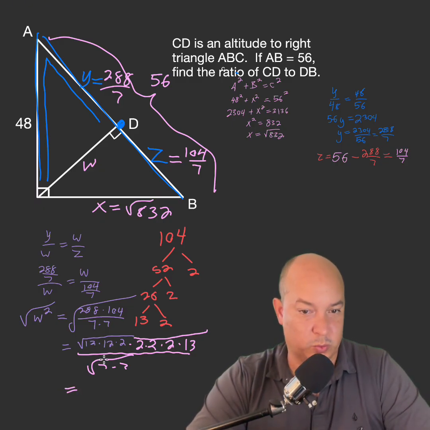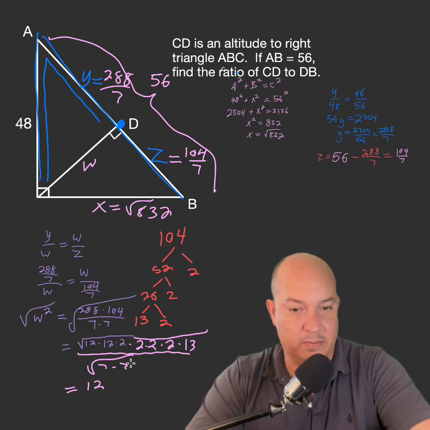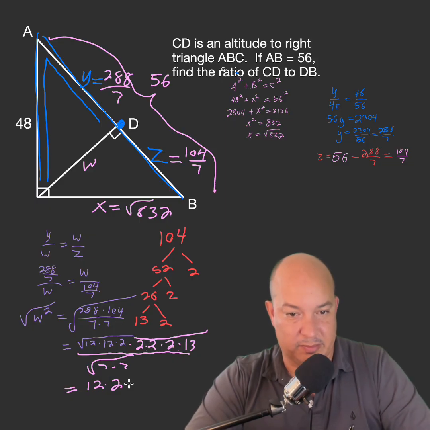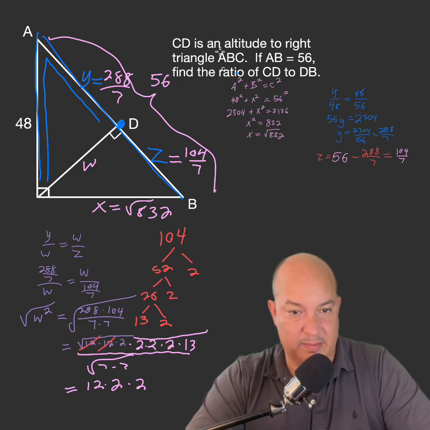So we have a 2 and a 2. That can come out as a 2. We have this 2 and 2 right here. That can come out as a 2. And we have this other 2 and 2 right here. That can also come out as a 2. So, just to recap that, this pair of 2s came out together. This pair of 2s came out together. And this pair of 2s came out together.